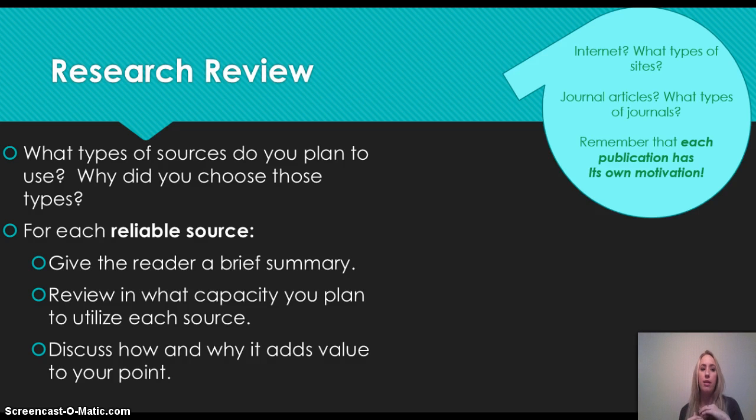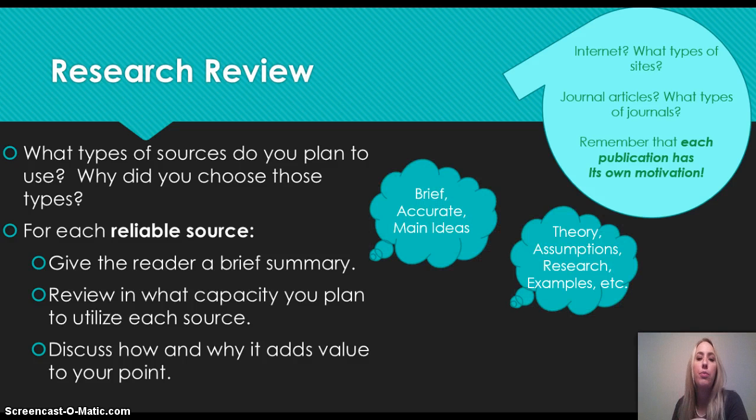So some might be based on psychology, some might be based on mathematics, some might be based on pedagogy of teaching. But knowing that information is going to help you understand what sorts of things they normally publish. And to remember that each publication has its own motivation is really important, like we talked about with the advertising and stuff like that. So once you have all this stuff in mind, you're going to want to give the reader a brief summary of what you're talking about. So this should include the brief and accurate main ideas that we talked about before.